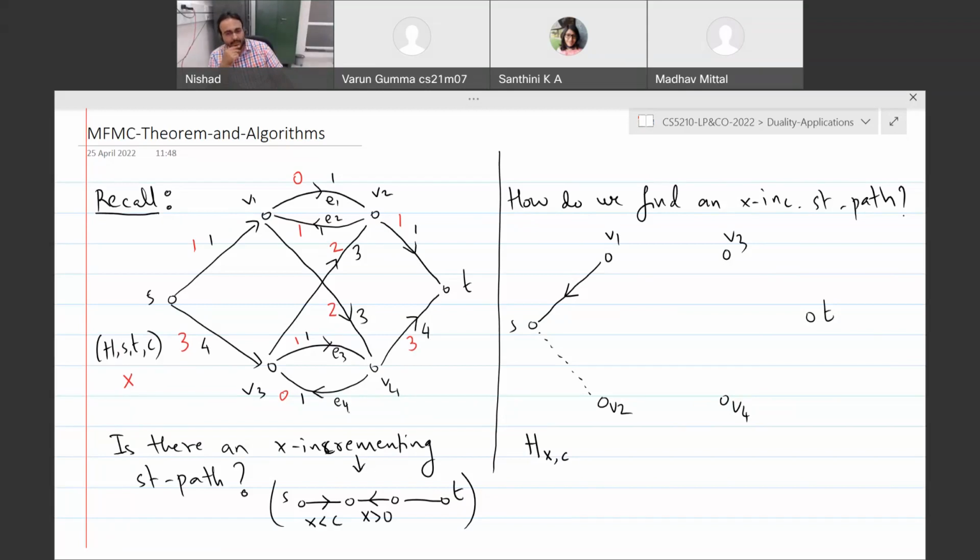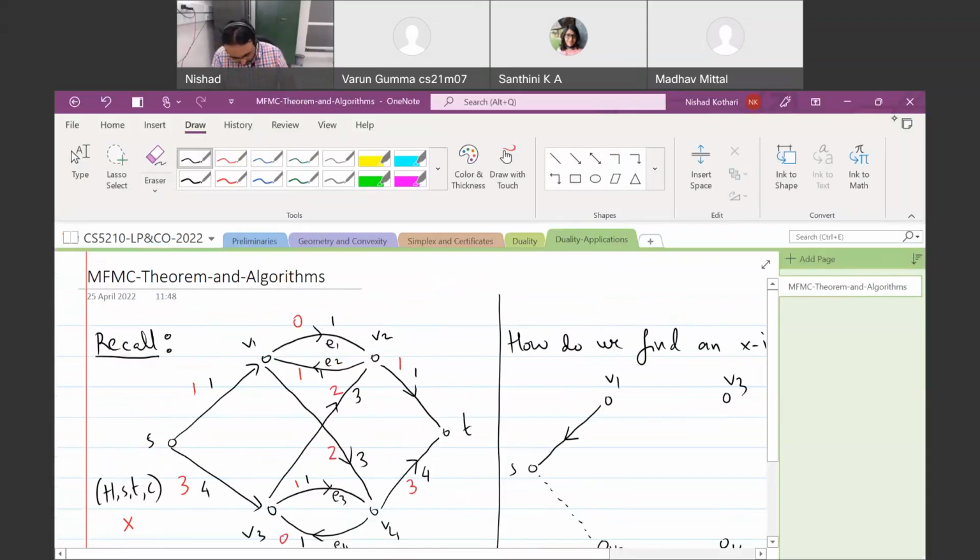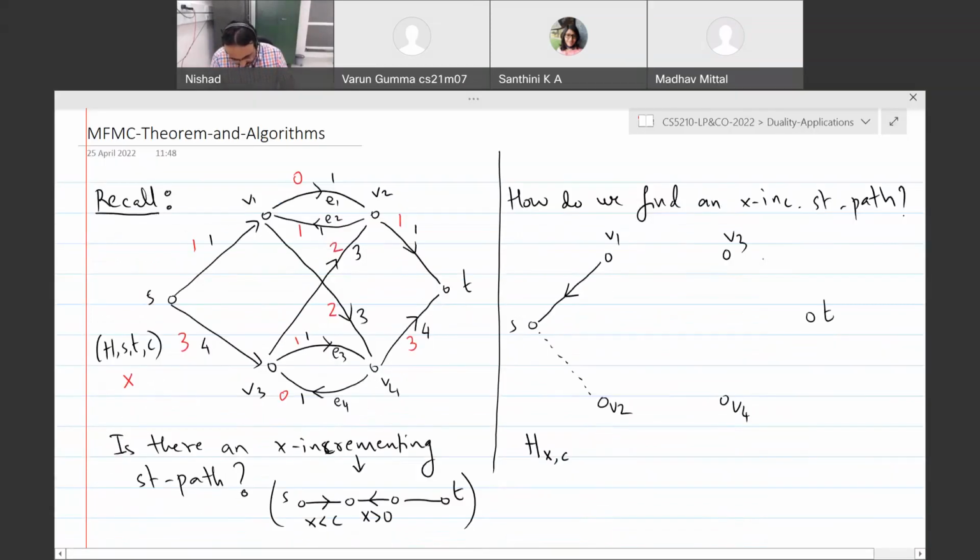Varun? So it should be like 3 back from V2 to S and 1 from S to V2. Right. So we are not going to put any numbers. We are just going to construct a directed graph. So we'll have both of them. The labeling on both graphs is different. Yes, that is right.